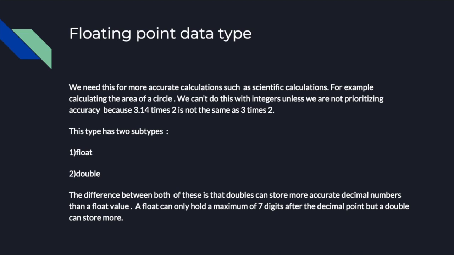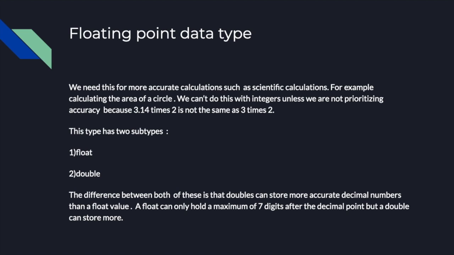We might need that decimal point if we're working with currency. We might need it if we're working with measurements. For the sake of accuracy, accuracy is important in our calculation. So this type has two subtypes, which are floats and doubles. The difference between both of these is that doubles can store more accurate decimal numbers than a float. A float can only hold a maximum of 7 digits after the decimal point, but a double can store more.